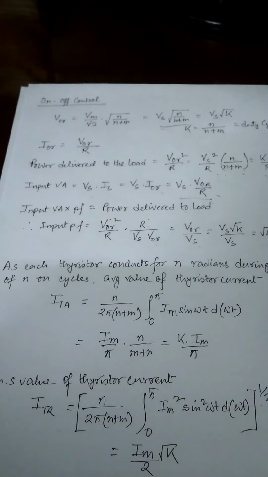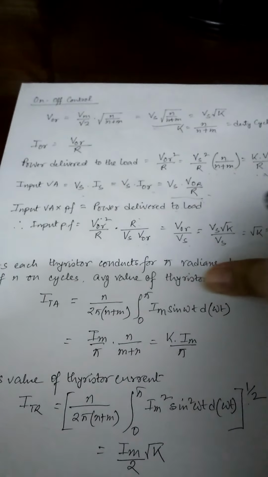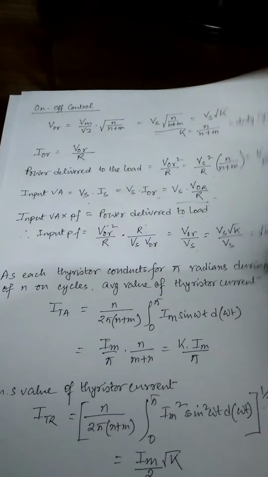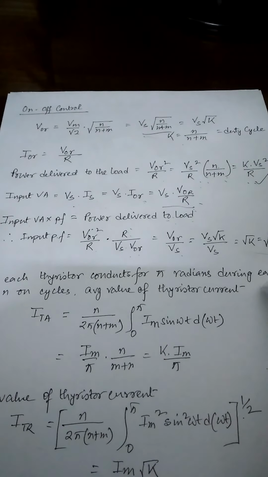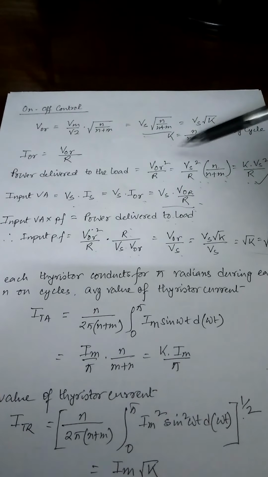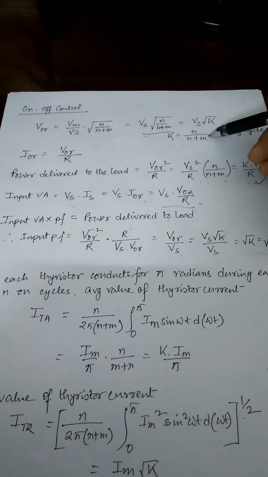Now if we are considering the thyristor conductions, we know that each thyristor conducts for pi radians. In our earlier classes we have seen the graphs, and each thyristor conducts for pi radians during each cycle. As it is an integral cycle control arrangement, here in n number of cycles the thyristors are in conducting state and the source energizes the load, and in m number of cycles it does not energize the load, that means the load is in switching off condition.